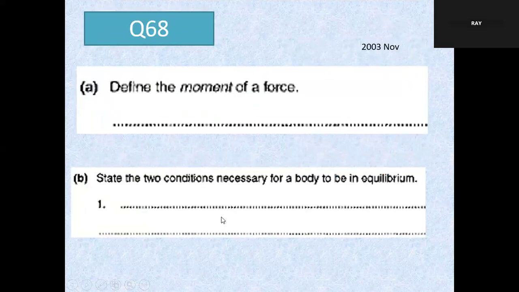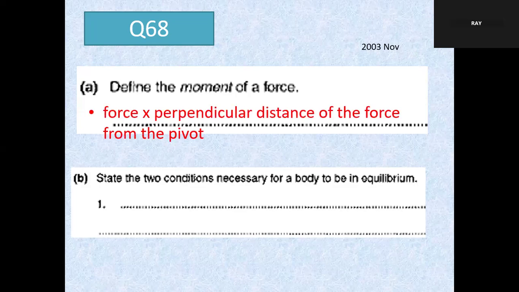Define moment of force. All this must be in your head already. Moment of force. It's like what's the distance, right? Force and perpendicular distance of the force from the pivot.